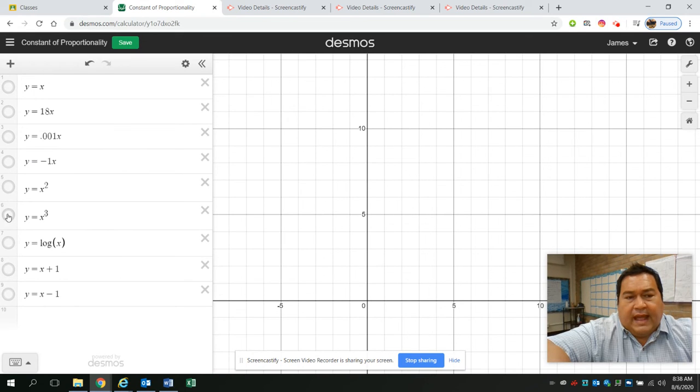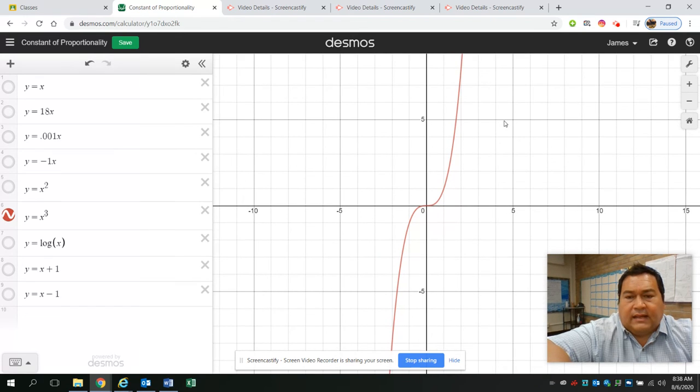What about when y is equal to x cubed? Okay, not a constant of proportionality. Yes, it passes through the origin, but it's not linear. The same is true for a logarithmic function. That doesn't even pass through the origin. So that fails on two scales.